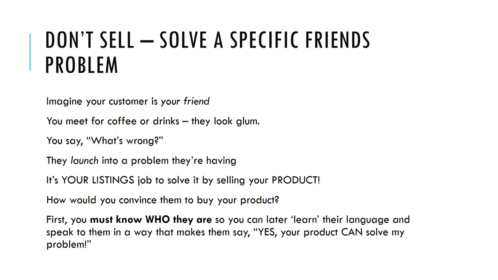Okay, let's kick right off. The first thing you need to know is that when you write your Amazon listing, you're not selling. Your focus isn't to sell. Your focus is to solve their problem, and more specifically, show how your product solves their problem and transforms their life so they get the outcome that they want. So imagine that your customer is your friend. You can think of any friend you have right now. It doesn't have to be the ideal friend to buy your product. You're meeting them for coffee or drinks because they ask you to, and when they get there, they look really sad. They look glum. You say, what's wrong? And because you've already built that trust and rapport with them, they launch into a problem that they're having.